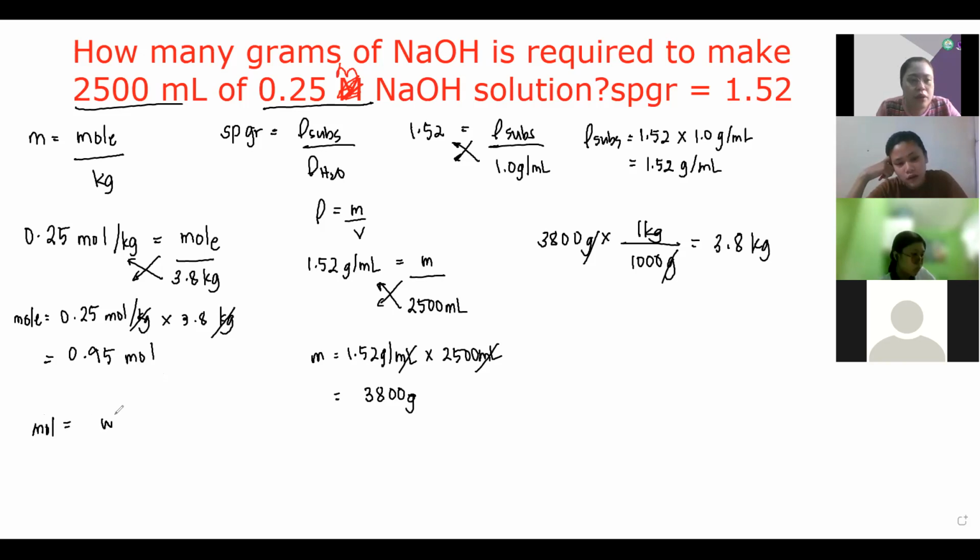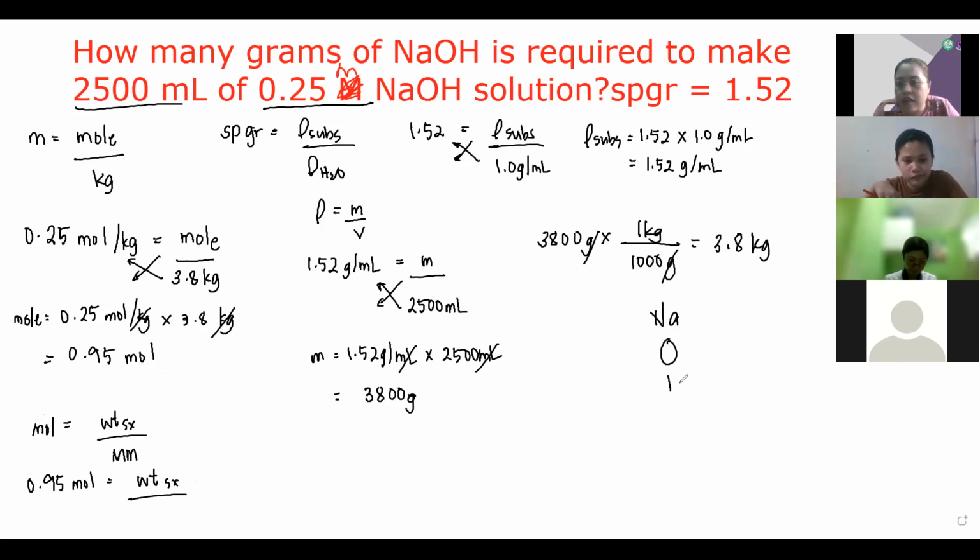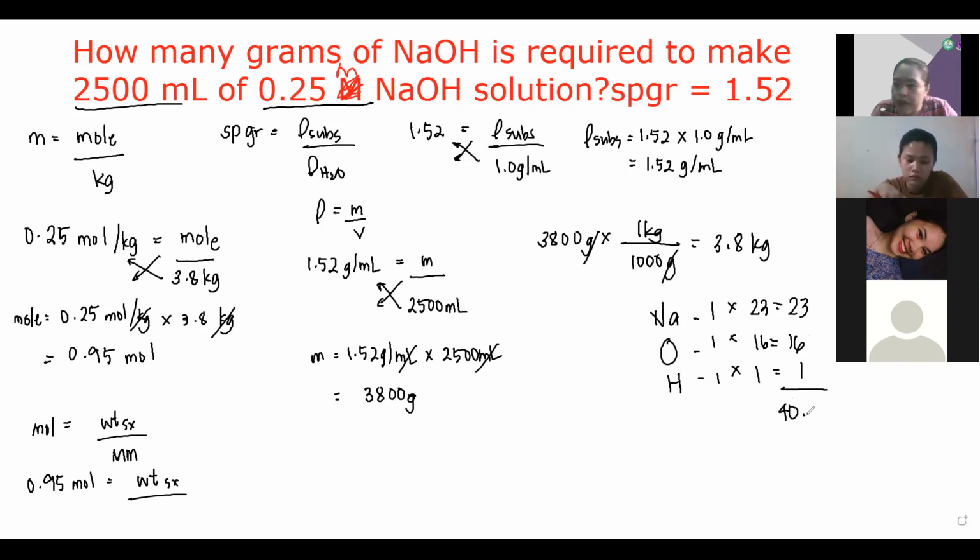So moles is equal to the weight of our sample divided by the molar mass. The mole is 0.95. We are looking for the weight of the sample. And for the molar mass, this is NaOH. So Na, oxygen, and hydrogen. One atom for each element. This is 23 for sodium, 16 for oxygen, and 1 for hydrogen. So our molar mass here is 40 grams per mole.